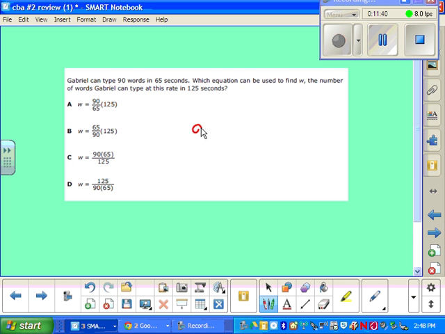Gabrielle can type 90 words in 60 seconds. Which equation can be used to find W, the number of words Gabrielle can type at this rate in 125 seconds? So we're going to go ahead and set this up with 90 words over 60 seconds. Now the W is the amount of words, is equal to W words over 125 seconds. We set this up from the equation given above.